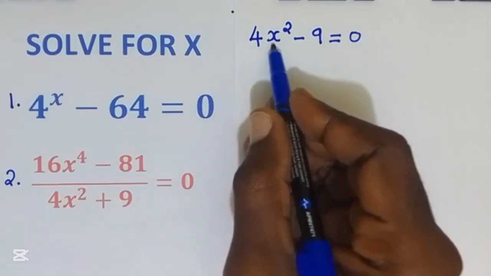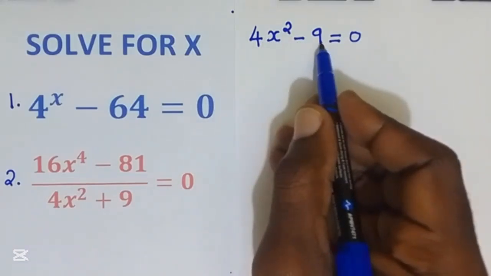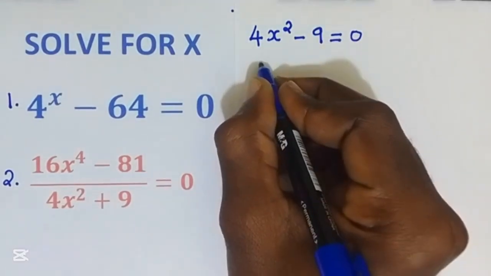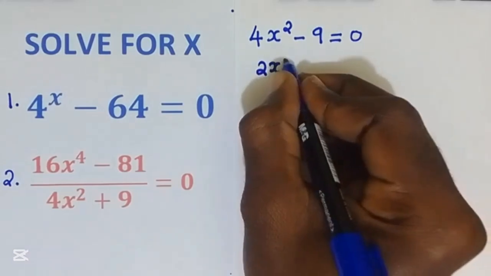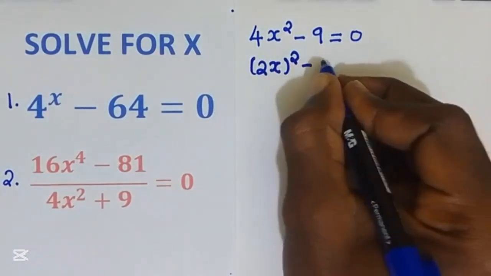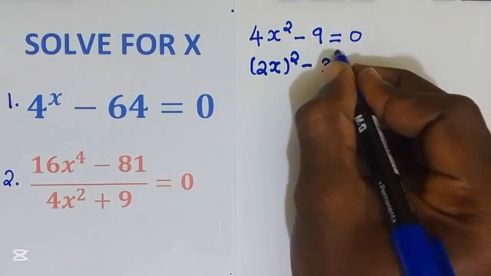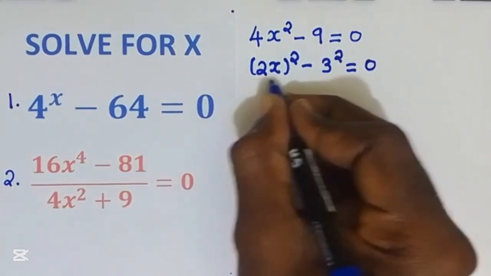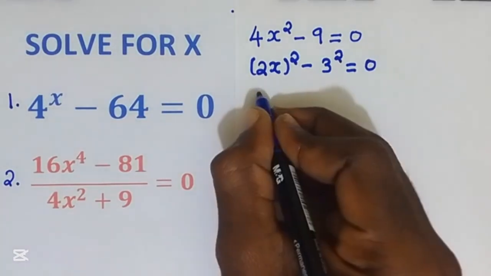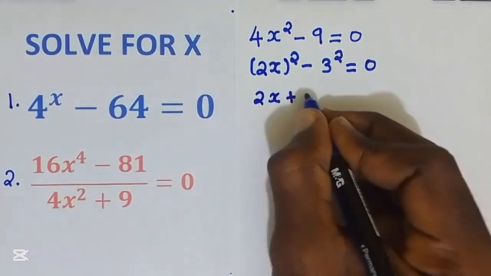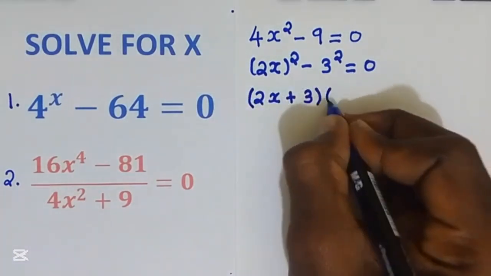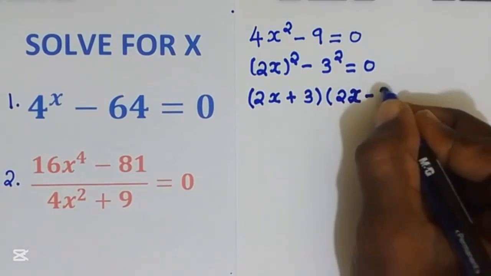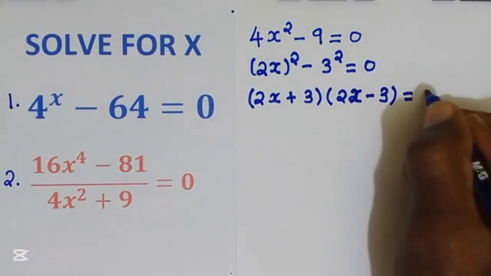Again, I can put 4x squared minus 9 in difference of two squares. That is going to be 4 is the same as 2 squared, so 2x squared, minus 9, which is the same as 3 squared. This is equal to 0. In difference of two squares, I'm going to factorize this. That is going to be 2x plus 3, 2x minus 3, equal to 0.